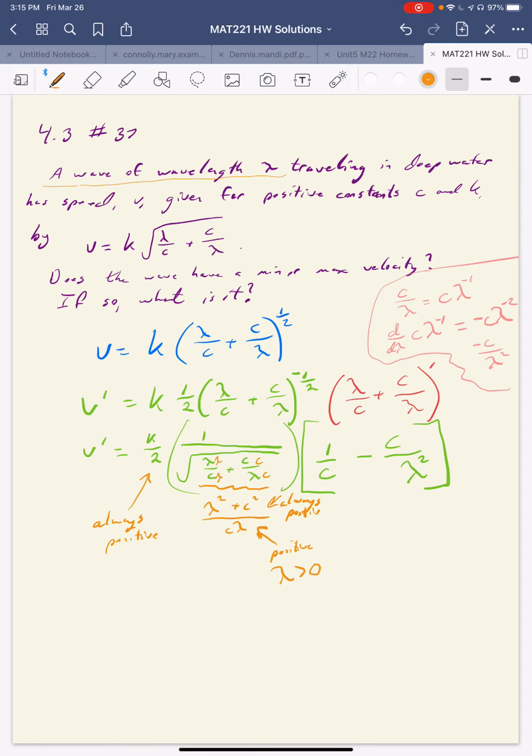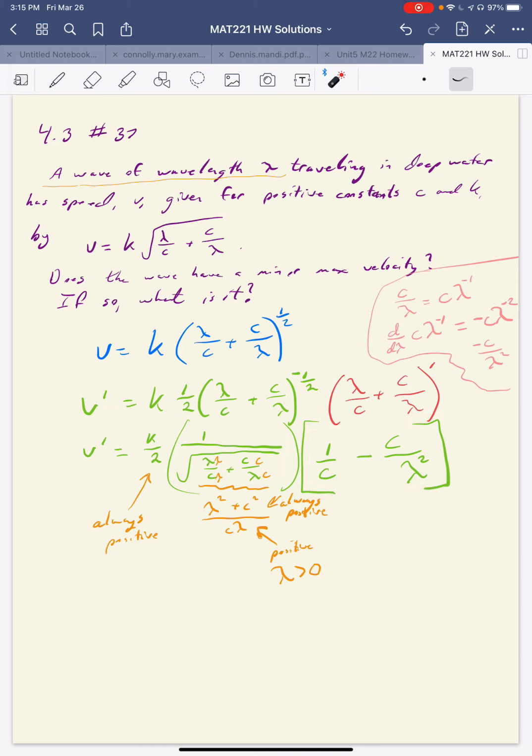By 2 I mean as well. That's always positive as well. So this first term here is always positive. The second term here is always positive. So now everything then is determined by this term here.